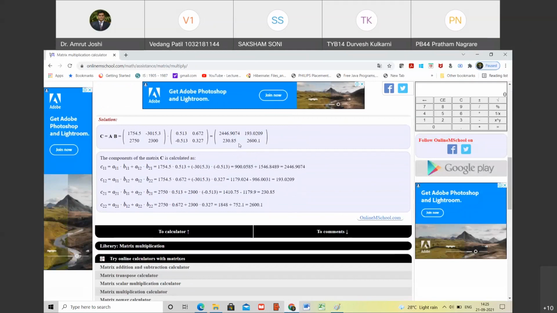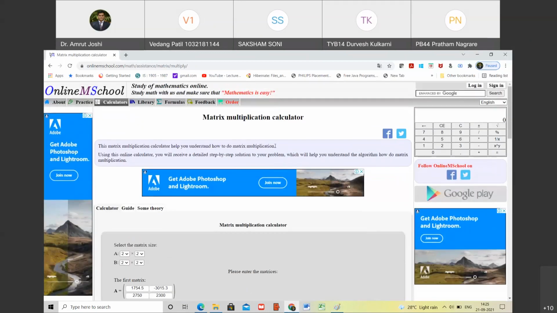Okay, so this has not turned out to be a diagonal matrix. So there is some mistake in the calculation.